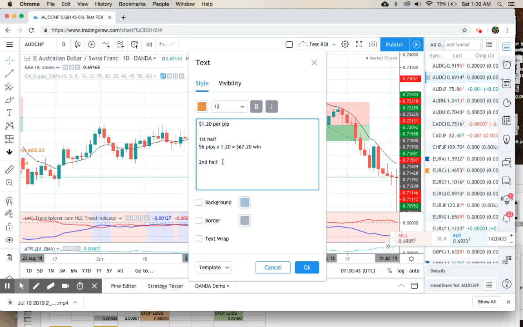Okay, so 106.1 pips times $1.20 a pip. Okay, 106.1 times 1.20 would be $127.32 for a total win. 127.32 on our second half of our trade, plus the $67.20 win from our first take profit, so $194.52.